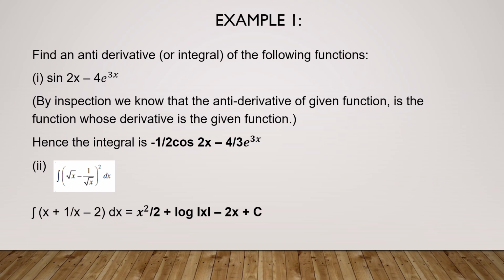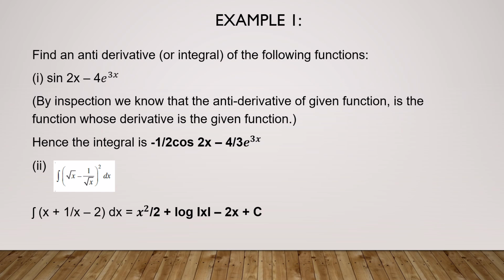In very simple language, the derivative of minus half cos 2x minus 4 by 3 e raised to 3x is the given function sine 2x minus 4 e raised to 3x. So just by inspection we have found this. Also, if you use our regular integration formulas, you are going to get the same answer.